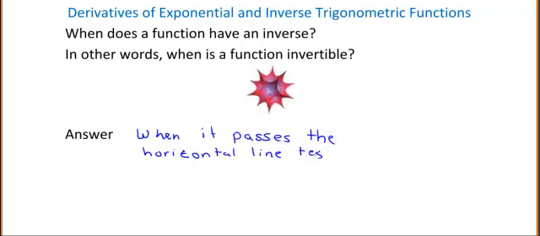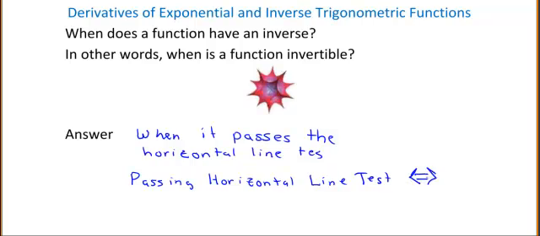Another way of saying this is that passing the horizontal line test is equivalent to what mathematicians would say, being 1 to 1. So maybe a quicker way of saying passing the horizontal line test is saying that a function is 1 to 1. If it's 1 to 1, it passes the horizontal line test. If it passes the horizontal line test, it's 1 to 1.